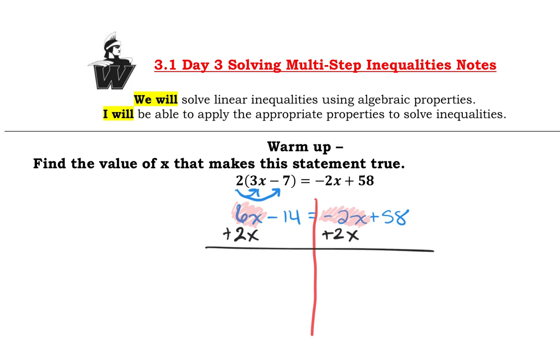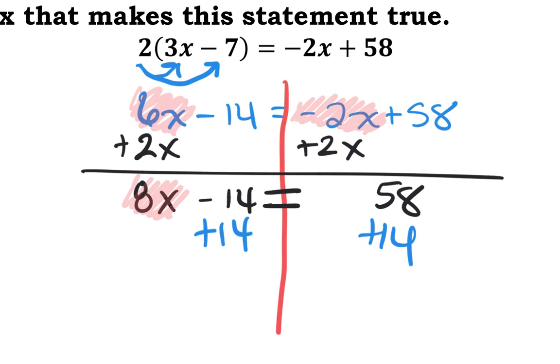So what do we get when we do 6 plus 2? We get 8x. That equal sign is still there, and the only thing left here is the 58. Highlighting the one with the variable, the only one I should move now is the 14. Should I add or subtract the 14? Add the 14. Is that better, Emma?